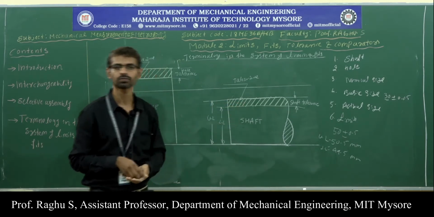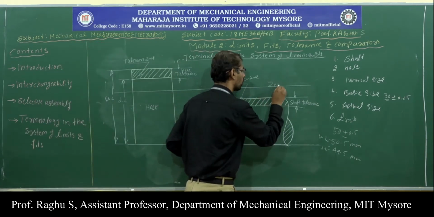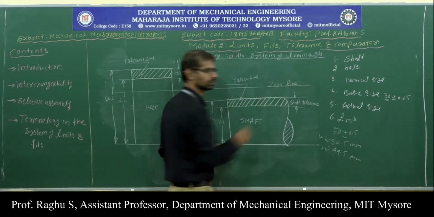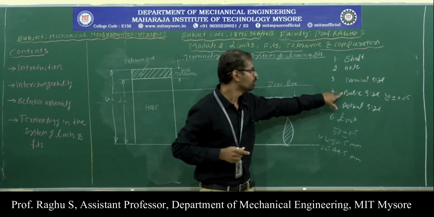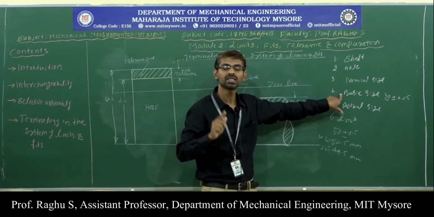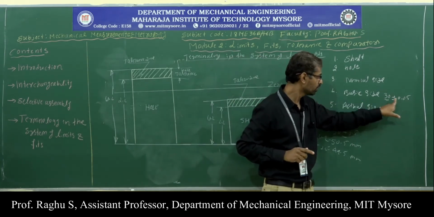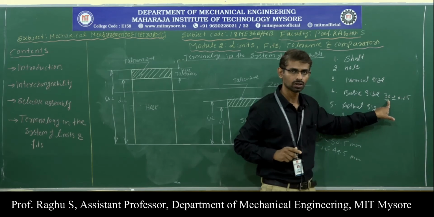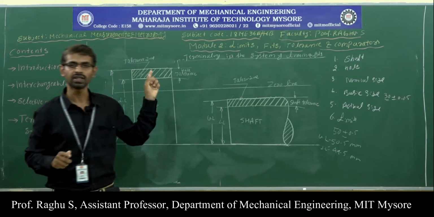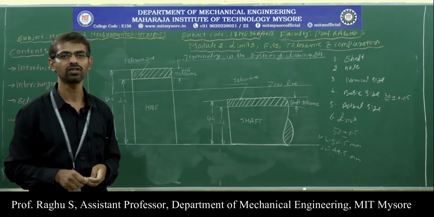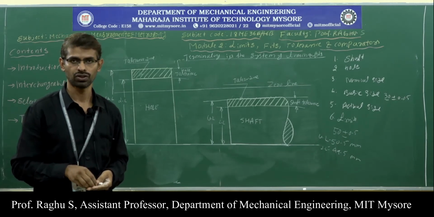Next, here we have one line. This line is called the zero line. Zero line means the line which corresponds to the basic size of the hole or basic size of the shaft. Here, 30 plus or minus 0.05, where 30 mm is the basic size. This is the limits of variations. The line which corresponds to the basic size of shaft or hole is called the zero line. From the zero line, deviations are measured.